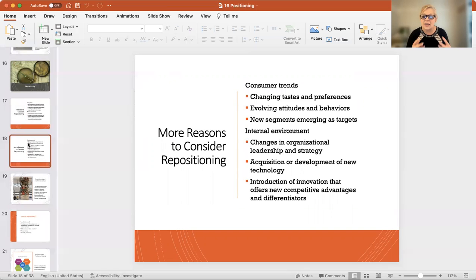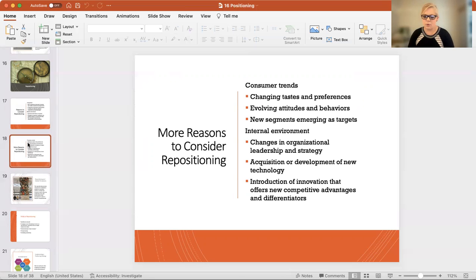Okay. There's some other reasons to consider repositioning. There's changing tastes and preferences, okay? Sometimes people don't want to wear bell bottoms anymore, and there's just a changing preference. So Levi's has to kind of figure out how they're going to stay mainstream, how they're going to continue to evolve with the trends, evolving attitudes and behaviors. You know, things that seemed popular 10 or 15 years ago are not popular today, and then things come back. So there's a lot of different things that we have to think about.